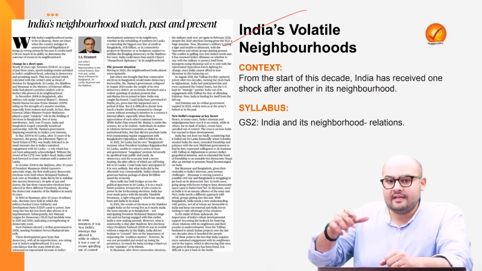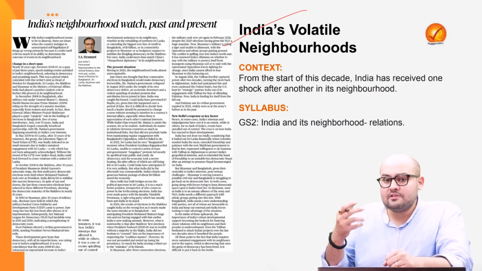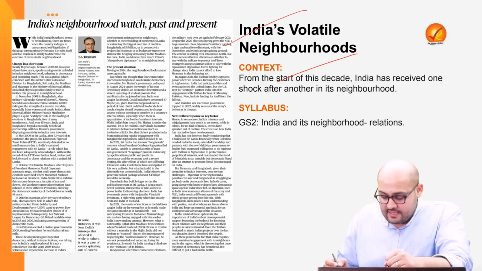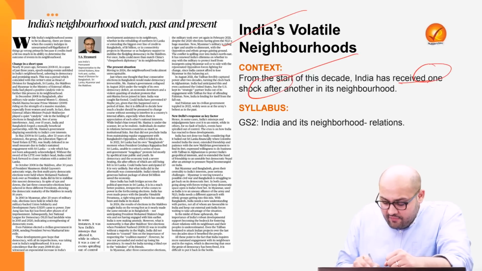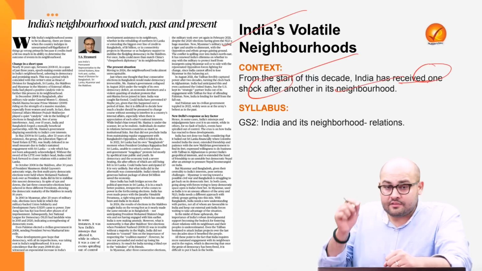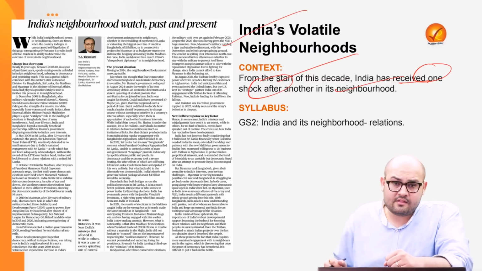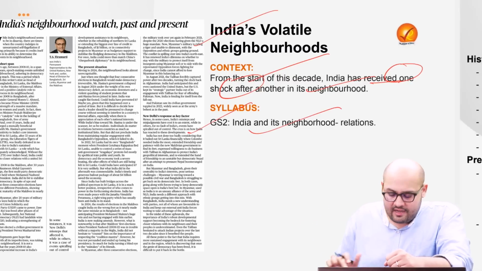So what we are seeing is that different countries around India are actually witnessing turmoil, that is unstable political conditions. And especially from the start of this decade, India has received one shock after the other in its neighborhood. Now this is actually a very big lesson for India. We'll see what are the different lessons which India should learn. Now this is with respect to GS2, India and its neighborhood relations.